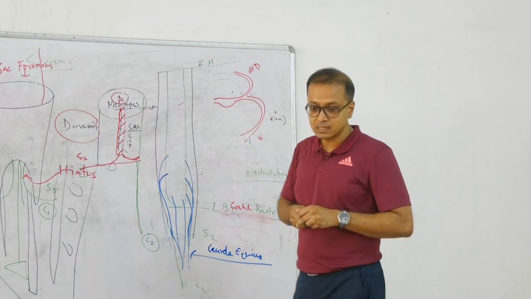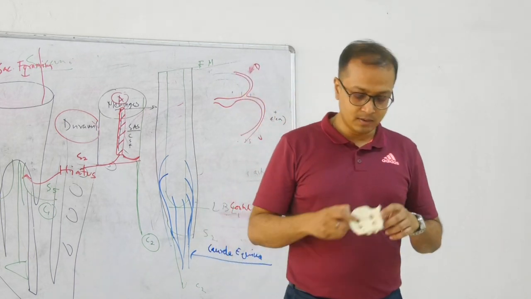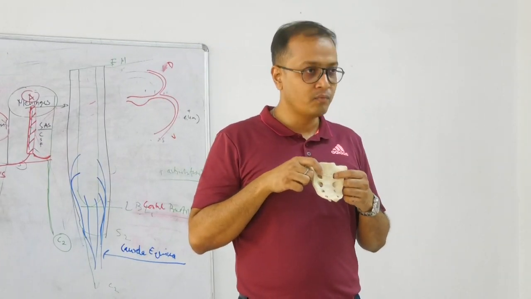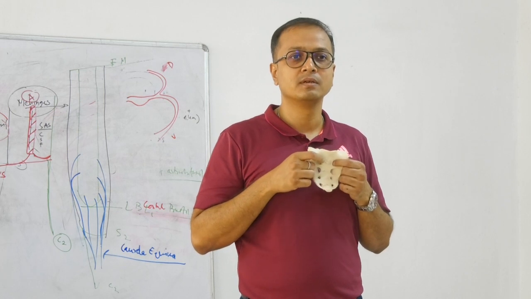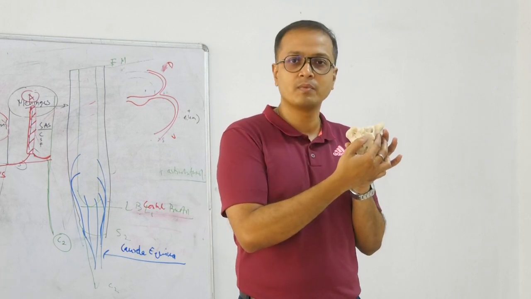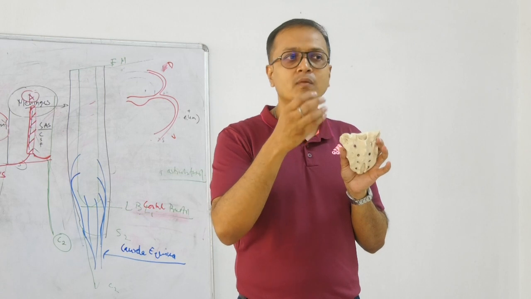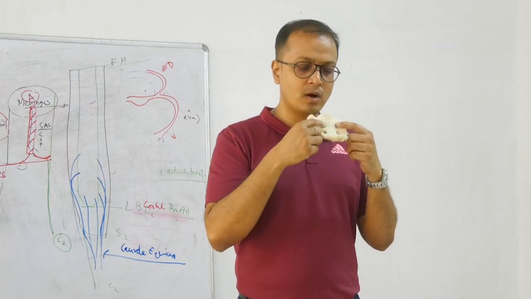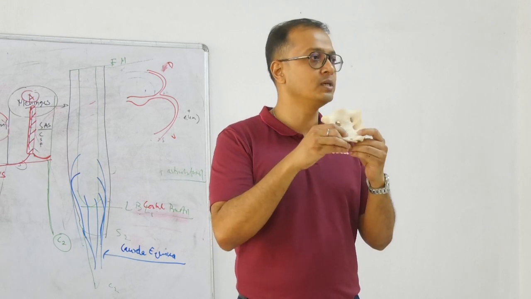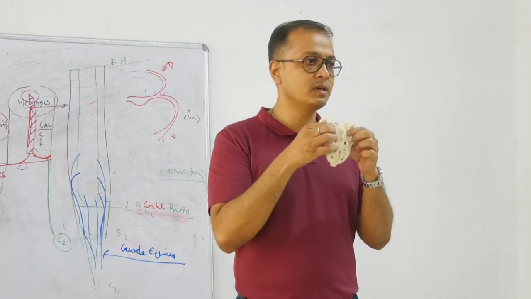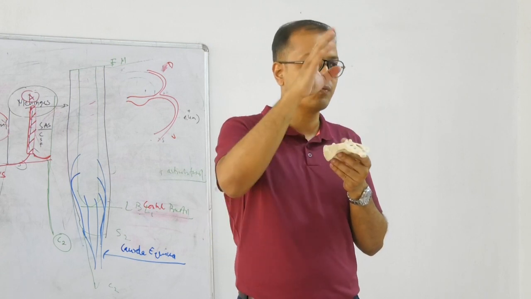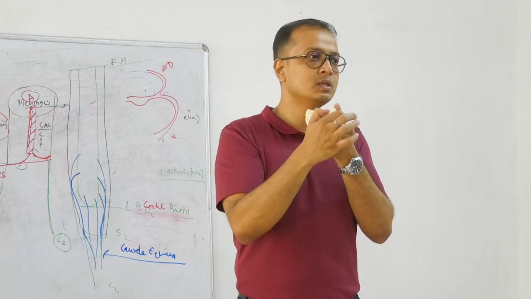So through this ventral sacral foramen comes out the ventral branch of spinal nerves, and through the dorsal sacral foramen, the dorsal branch of sacral nerves. So ventral branch of S1, S2, S3, S4, dorsal branch of S1, S2, S3, S4. And which is not coming here is S5. S5 is coming through the sacral hiatus.